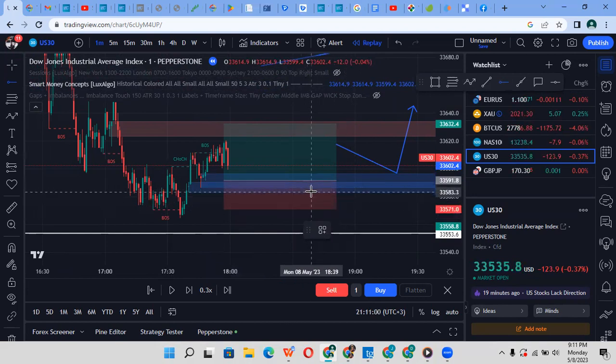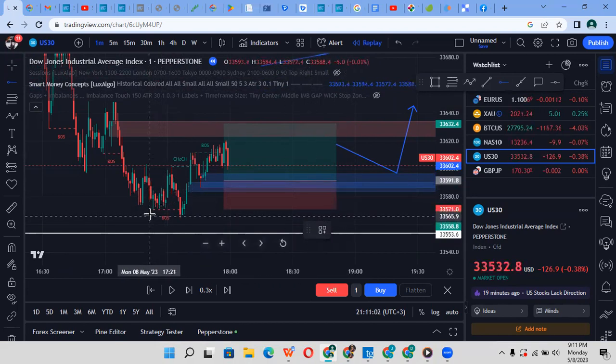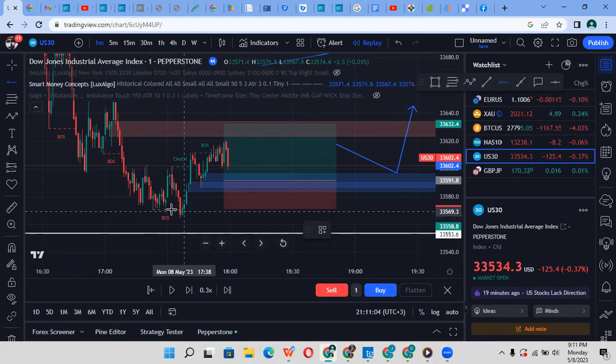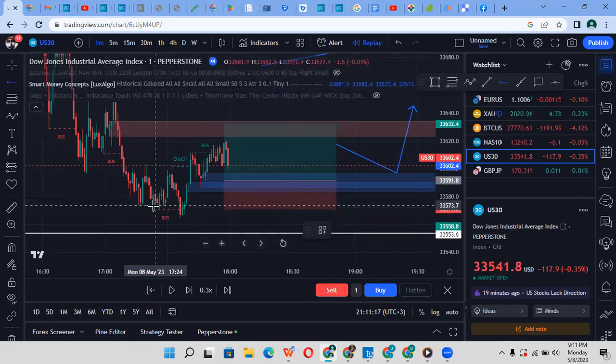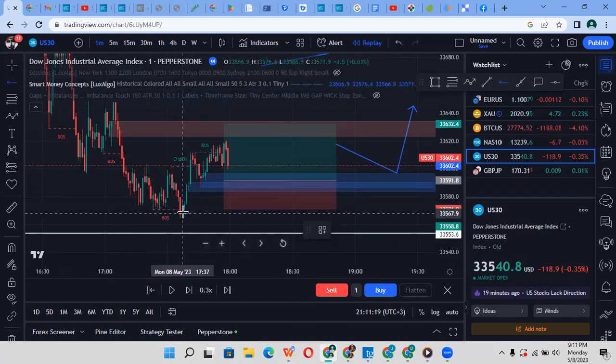Actually no, actually you can see this is what I'm looking for. We have a fake break of structure, we have a change of character, and you have a break of structure. So my area of interest is this change of character here after this break of structure.